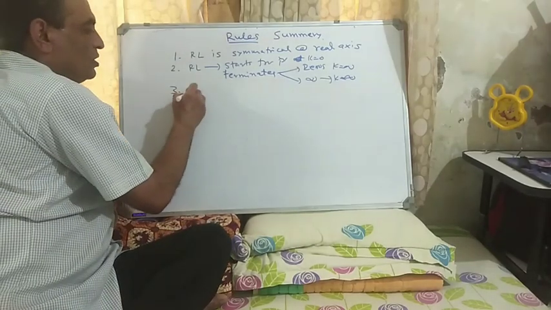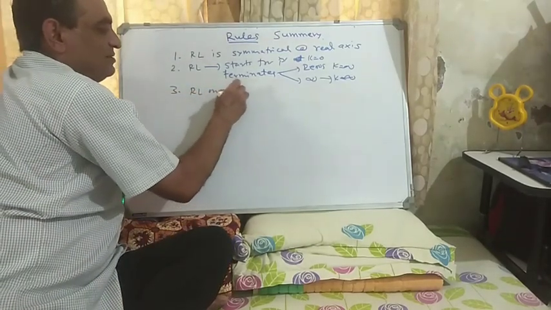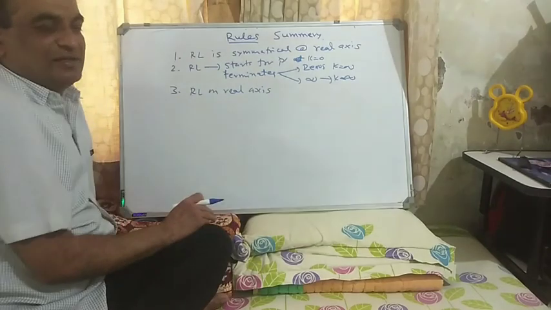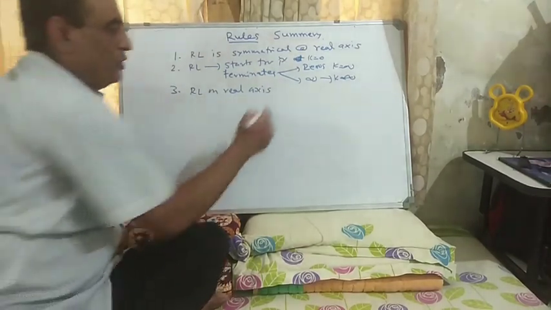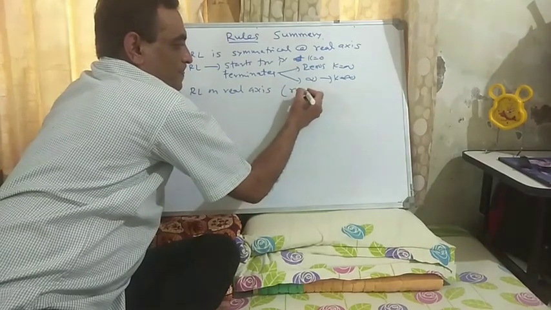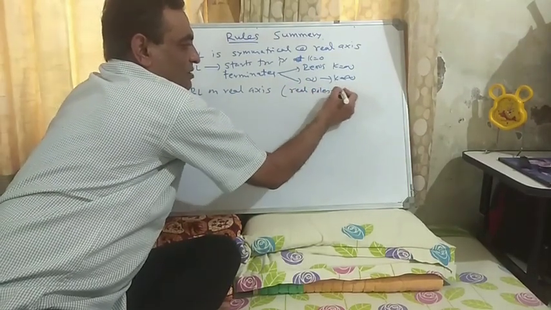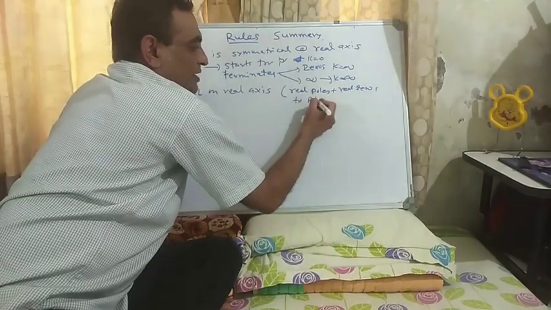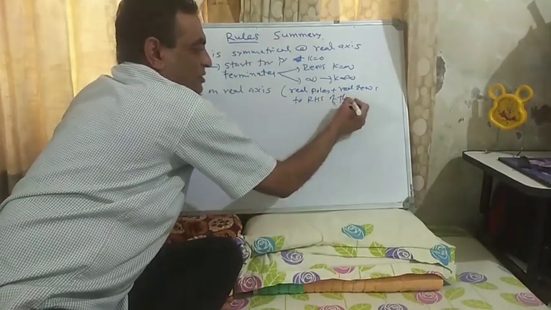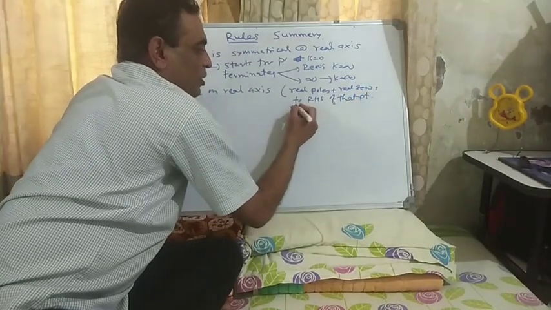Third, root locus on the real axis: the sum of all real poles and zeros to the right hand side of that point should be odd. Real poles plus real zeros to the right hand side of that point should be odd.